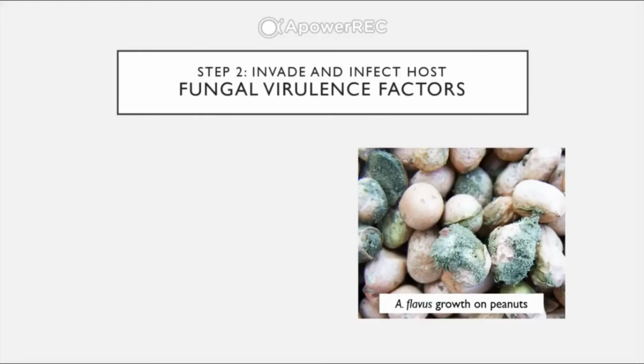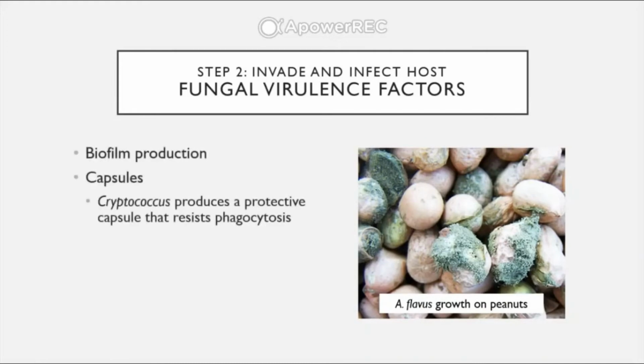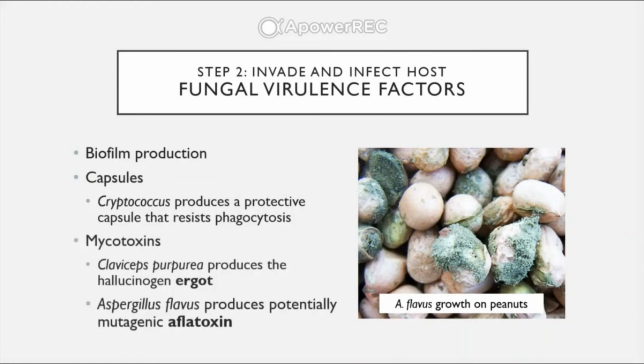Okay, briefly, fungal virulence factors include biofilm production and capsules. There's a fungus called Cryptococcus, which produces a protective capsule that resists phagocytosis. And then we have something called mycotoxins. Remember that myco means fungi, so fungal toxins.